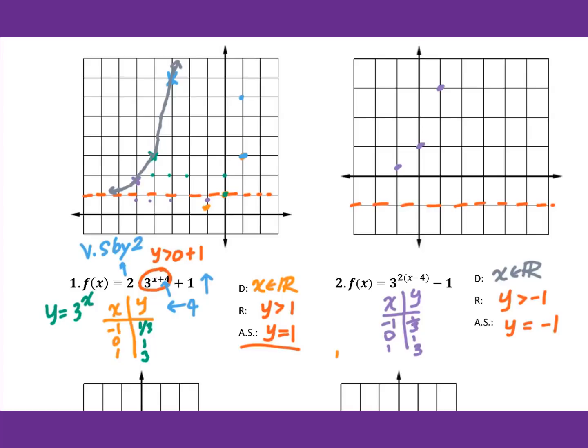Let's talk about transformation. For these two, that means horizontally compressed by factor of 1 over 2. Remember, inside is a liar. Whenever a number is with x, we call that inside. Minus 4 means move to the right 4 units, then go down 1.